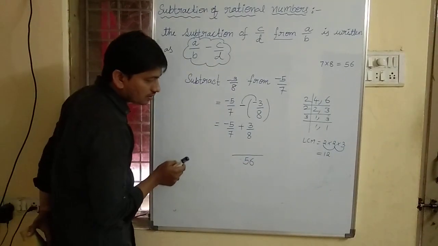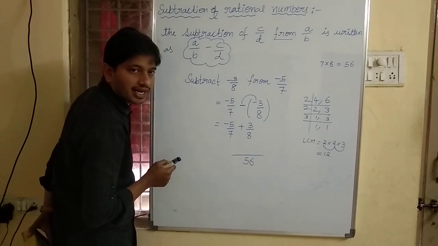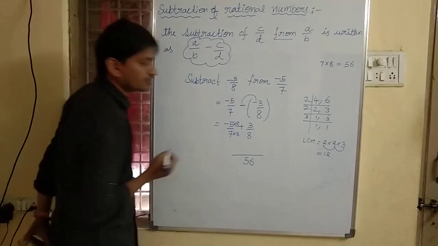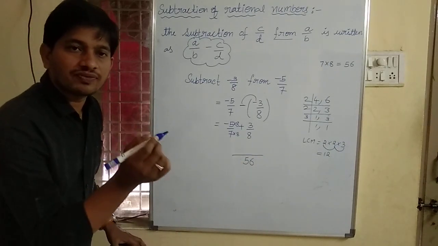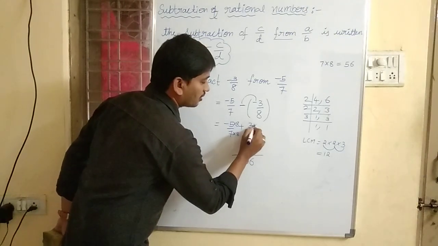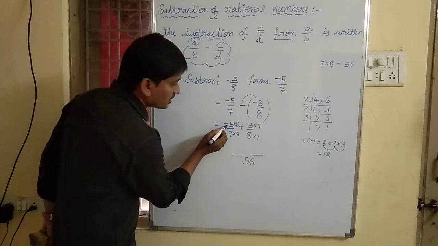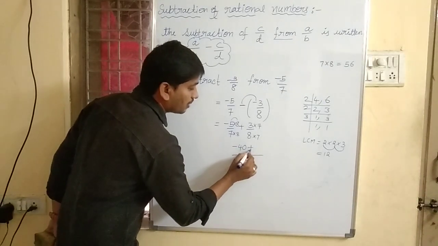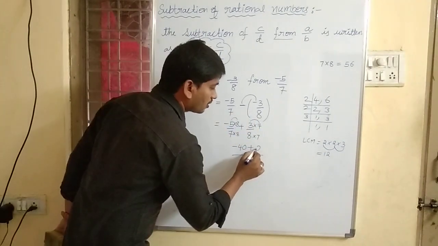Now in the 7 table, 7 how much are 56? 7 8s are 56, so into 8. Now coming to 8, 8 how much are 56? 8 7s are 56, so into 7. Now minus 5 into 8, 5 8s are 40, plus 3 into 7, 3 7s are 21.